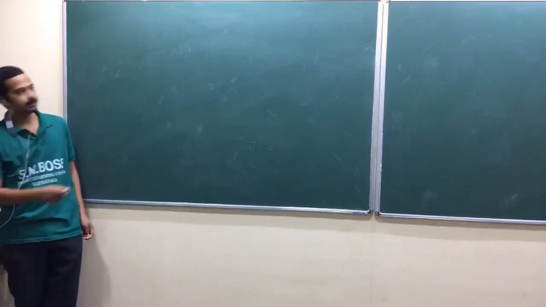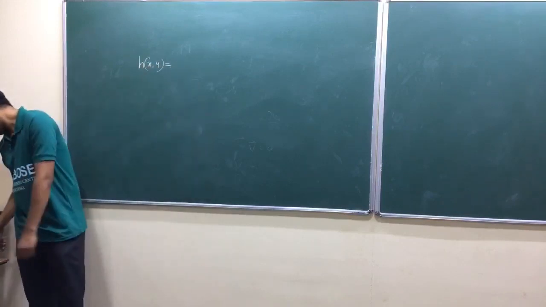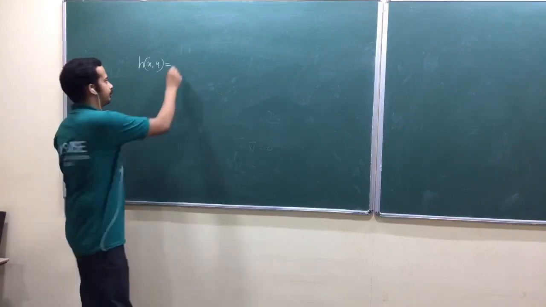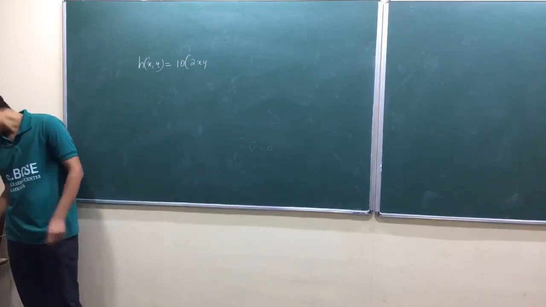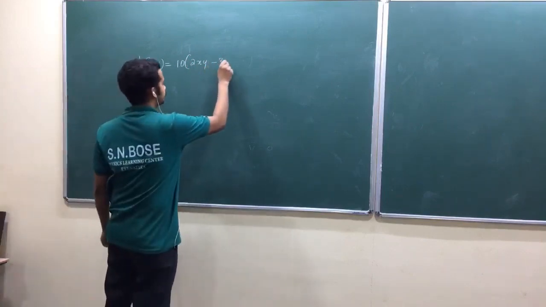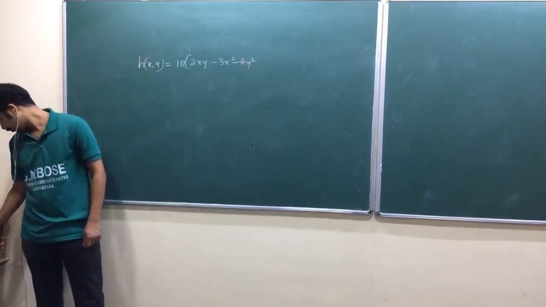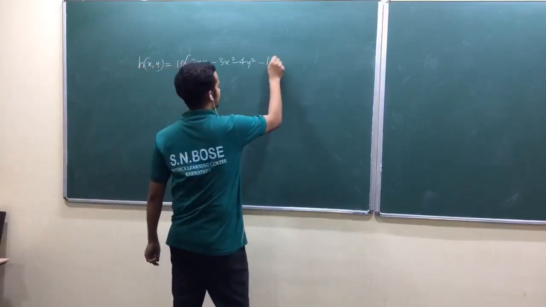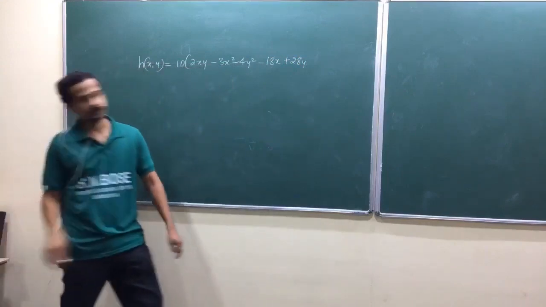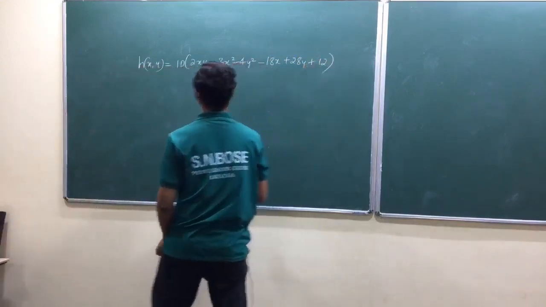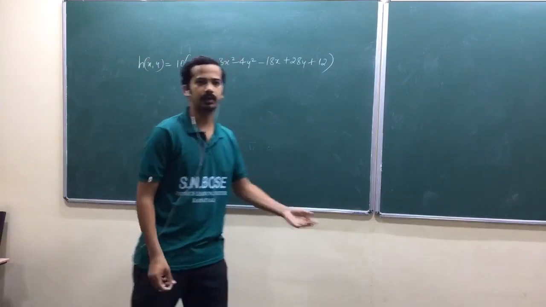h of x comma y is equal to 10 into 2xy minus 3x squared, minus 4y squared minus 18x plus 28y plus 12. Am I right? Plus 12. Height, obviously, is a function of x and y. At different points, our hill has different heights.